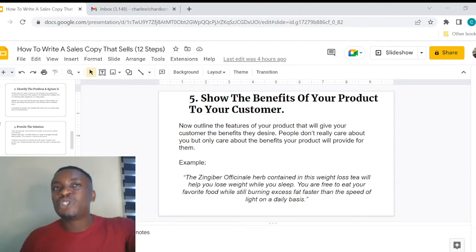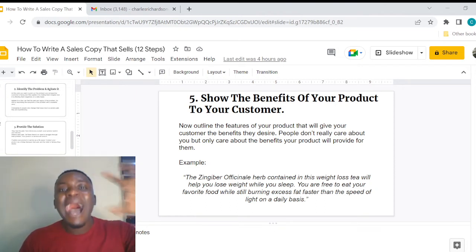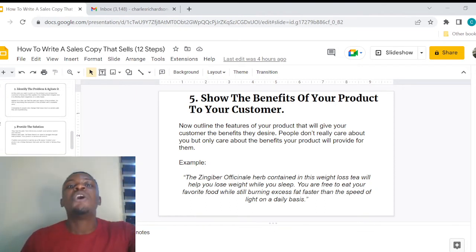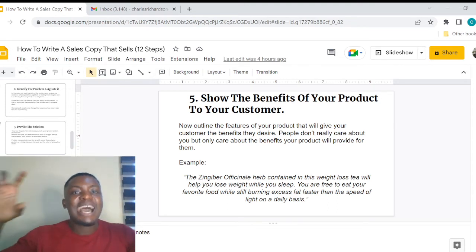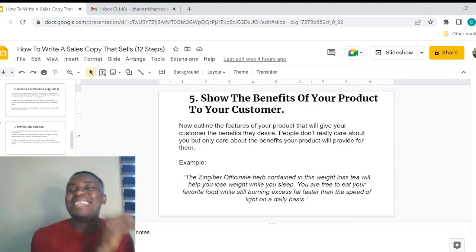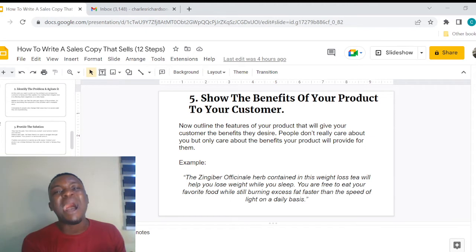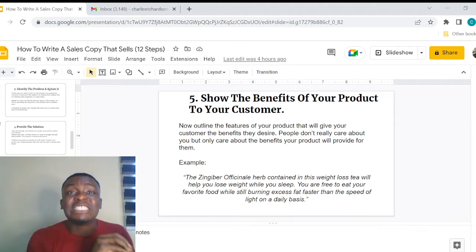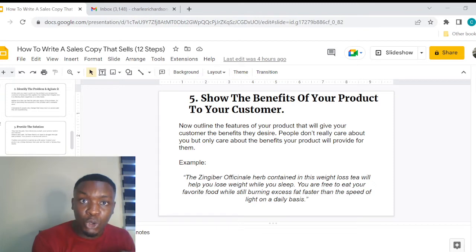I picked the features of my tea, which is the ingredients, zingiber officinale, and I told them how zingiber officinale will give them weight loss, will burn the calories. I did not say my weight loss tea will burn your calories. No, I told them how the ingredients in my product will make them burn calories. Why do I do this? I did this because I want to boost the perceived value of my product in the eyes of the customer.